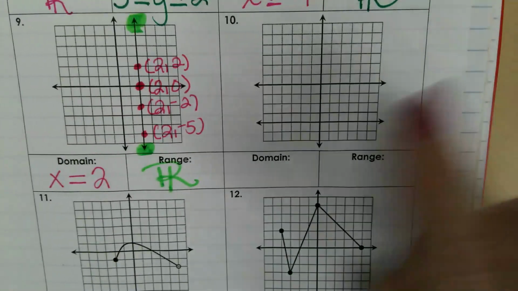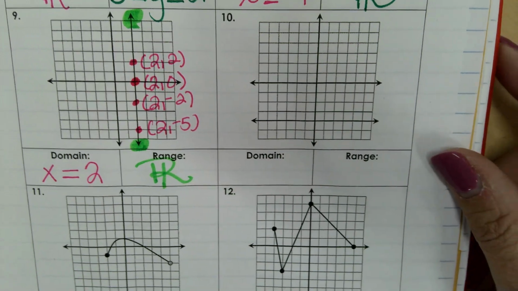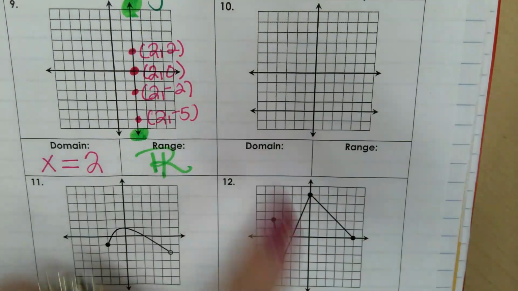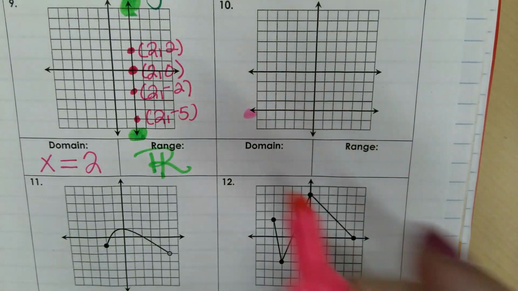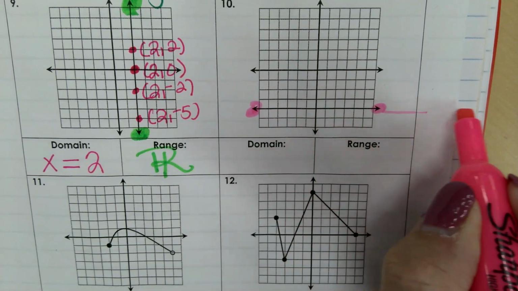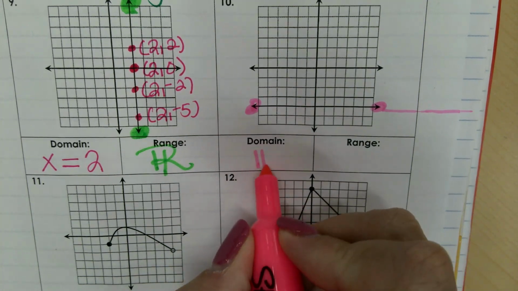Okay, now number 10 is just a straight line as well, but is it going in the same direction? Okay, what's happening as this graph goes to the left? Negative infinity. How about as it goes to the right? Positive infinity. All right, so what is the domain? All reals.